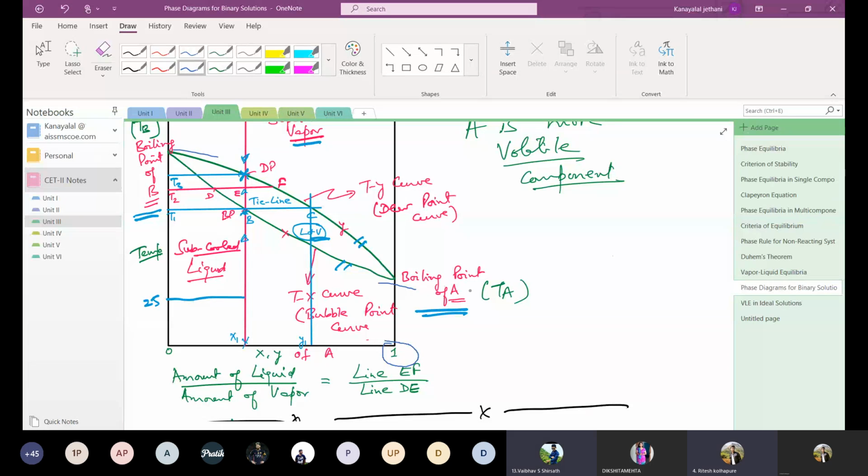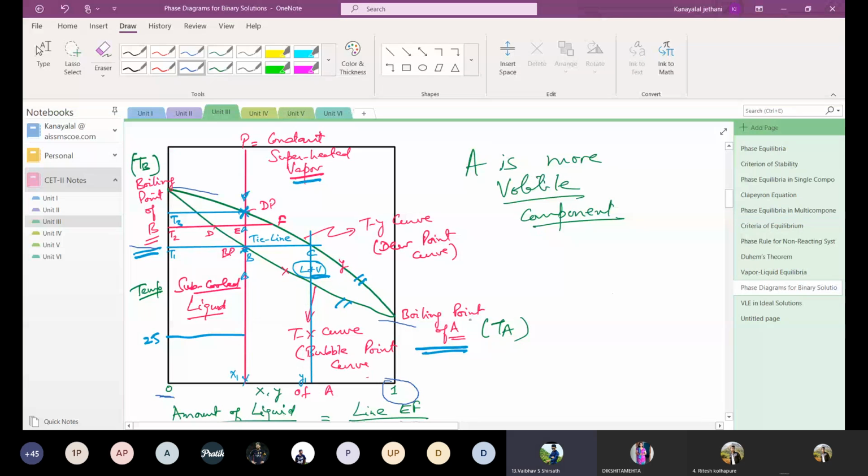यस सर. यहाँ पर if you see X is 0, that means X of A is 0. Mole fraction of A is 0. तो mole fraction of B क्या हो जाएगा? प्योर. Pure B हो जाएगा. That is the boiling point of B here. समझ में आया? Why is this the boiling point of A? Why is this the boiling point of B?